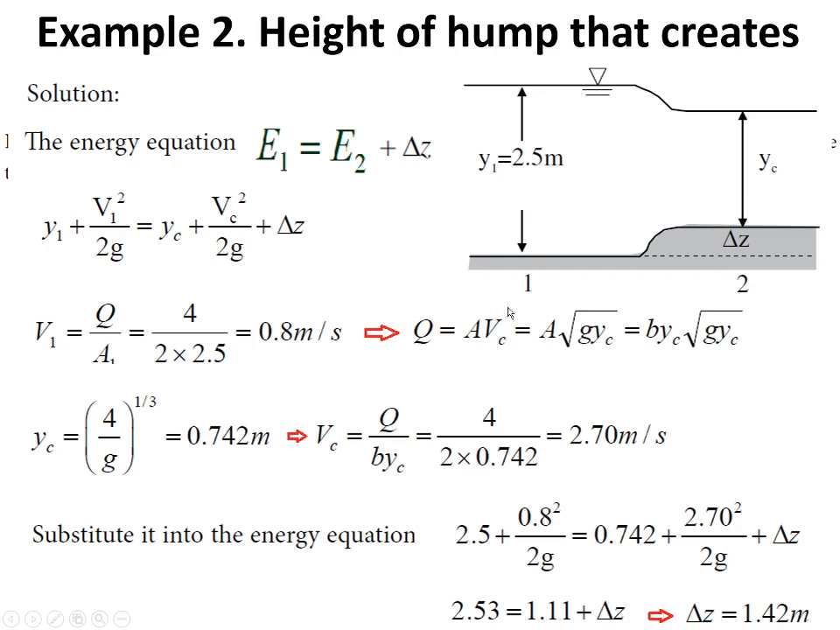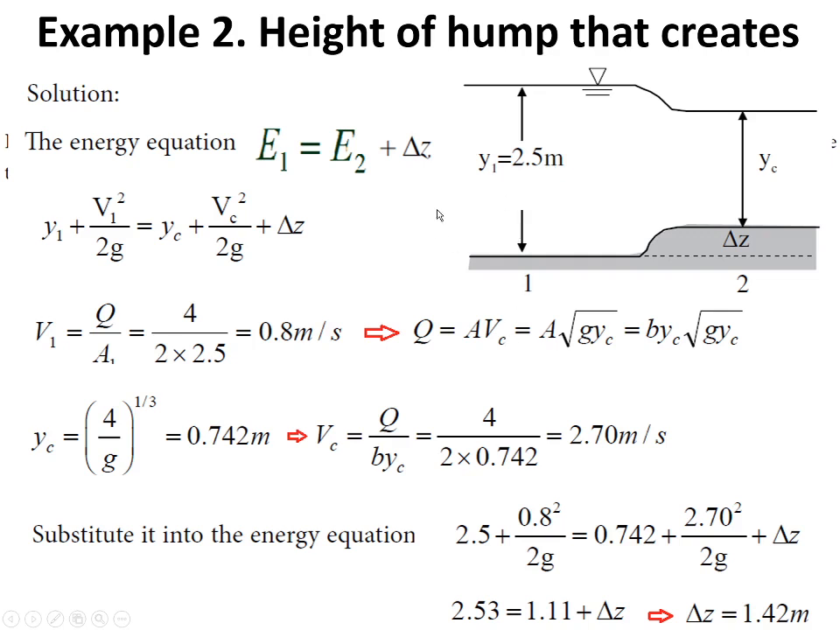So returning to the energy equation, I have yc and I have vc now. Therefore, the only unknown parameter is delta z, and replacing the corresponding values from here into the energy equation, like you see here, I can calculate delta z, and delta z equals 1.42 meter.